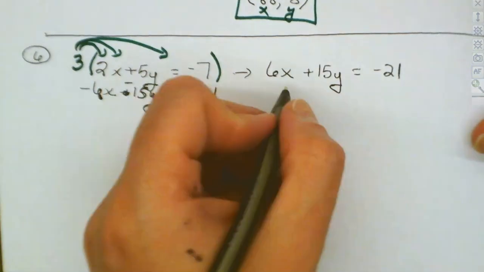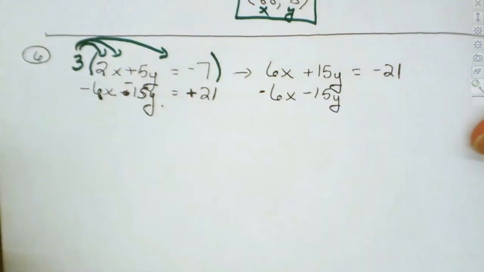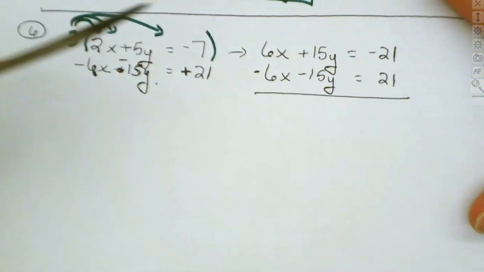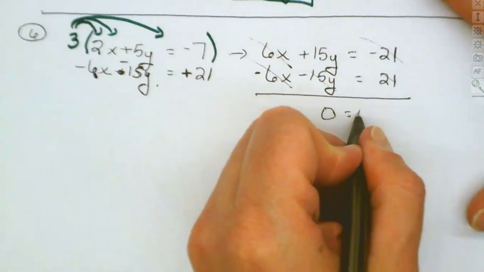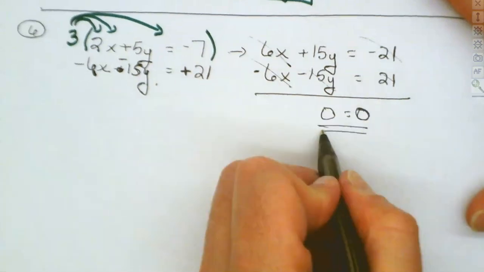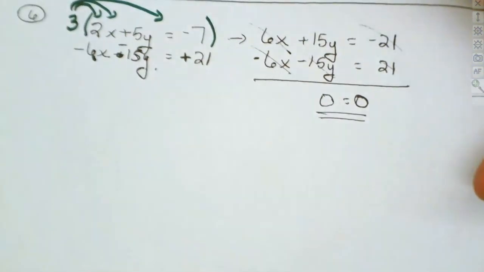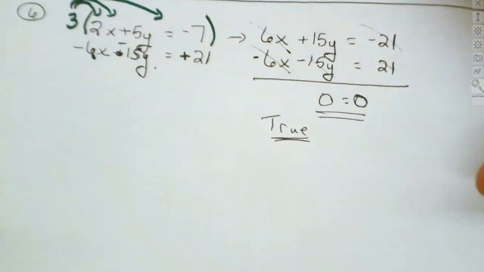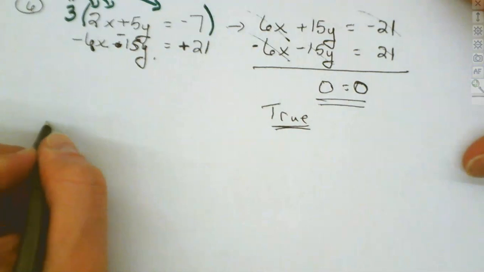What about the second equation? That's a minus 6x minus 15y equals 21, right? What happens if I add these together? Those cancel, those cancel, those cancel. What do we have? 0 equals what? 0. And what is that? Is that true or false? Does 0 equal 0? Yes, this would be true. Okay, so that's true there. That means we have an infinite number of solutions.